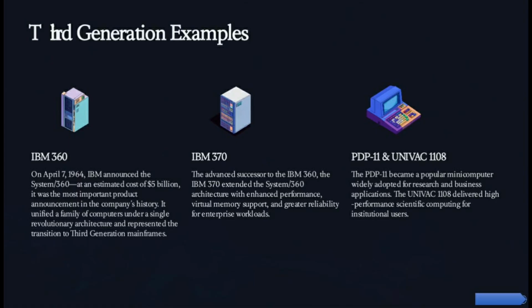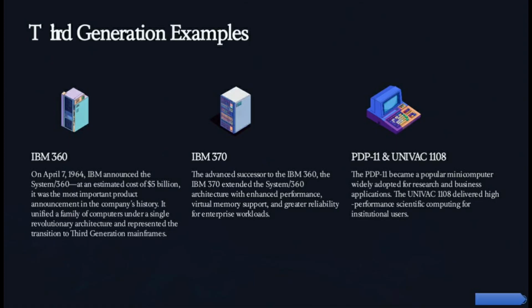Unlike the earlier generations that used vacuum tubes and transistors, third generation computers use integrated circuits or ICs. This made computers smaller, faster, more reliable, and more efficient. Now, let's look at some important examples.